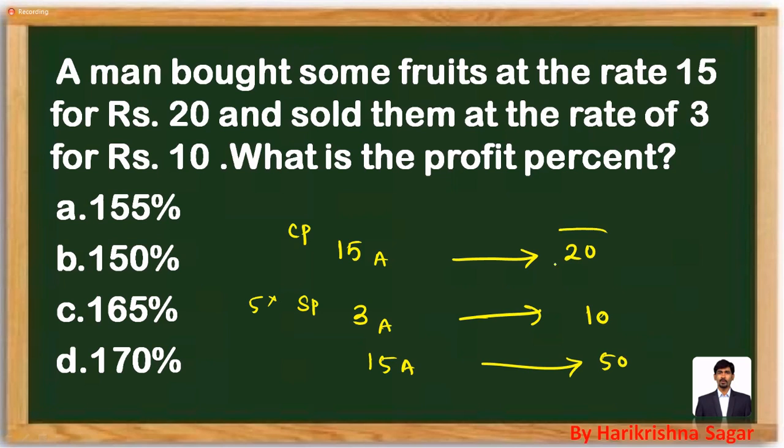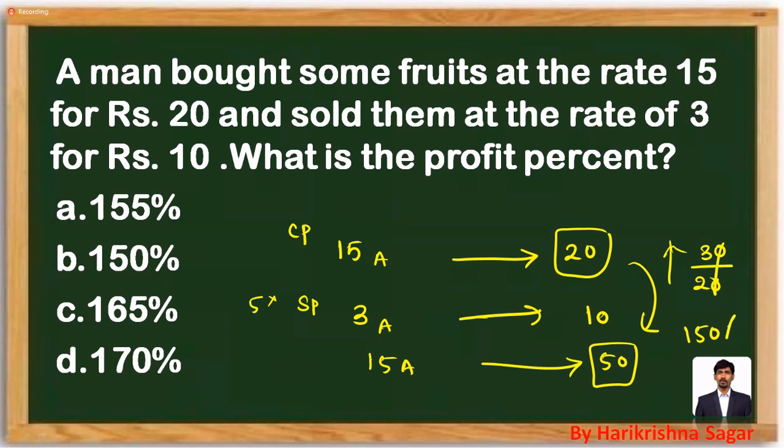15 articles cost price is 20, 15 articles selling price is 50. So 20 becomes 50, which means on top of 20, there is an increase of 30. It is 3 by 2. 3 by 2 means 150%. Mark it as option B. I hope it is clear. Look at the next question, which is available on the screen.